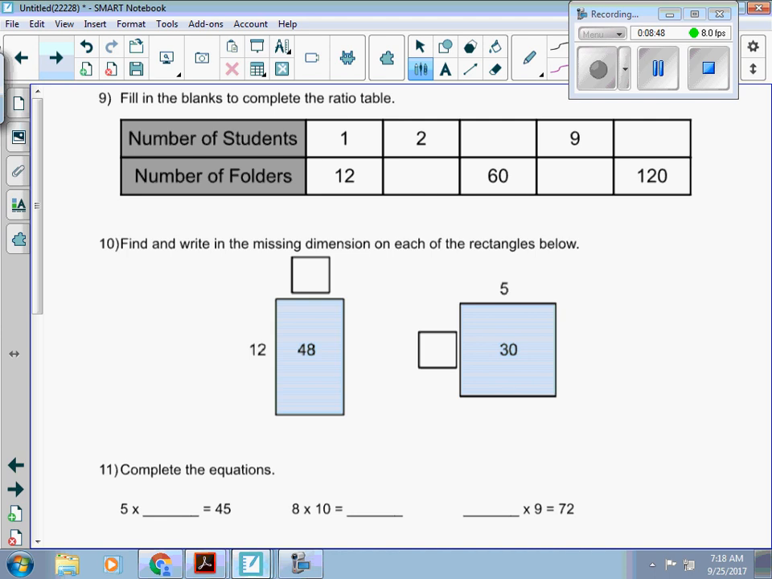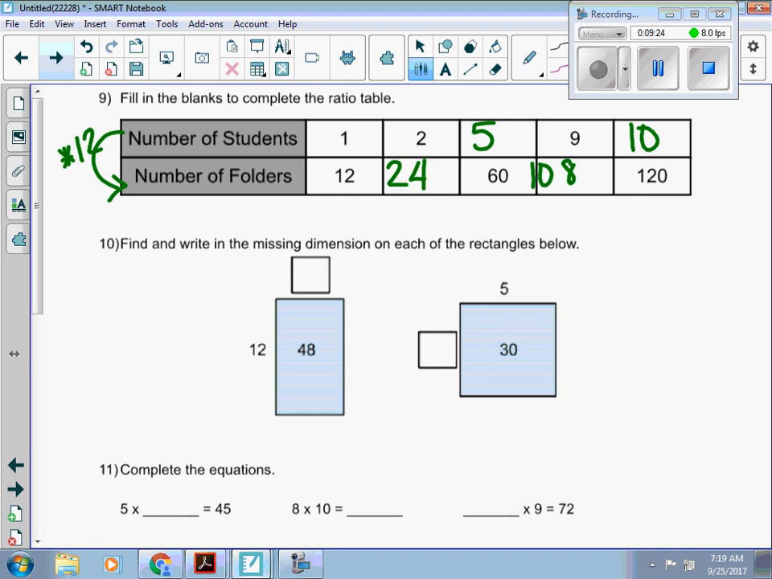Then we have a ratio table. And I see one student brought in 12 folders, so it looks like to get from students to folders, I'm going to be multiplying by 12. So 2 times 12 is 24. 5 times 12 is 60. 12 times 9 is 108. And then 10 times 12 is 120.